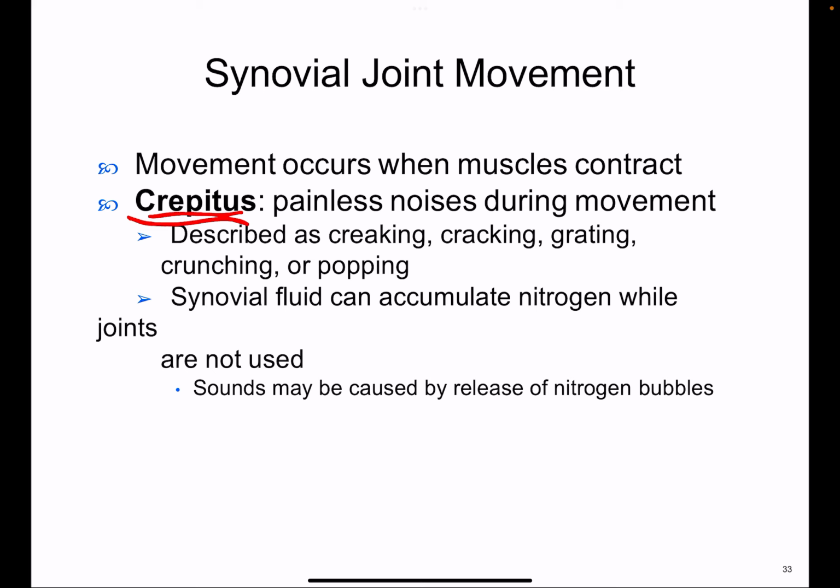throughout the whole class. And that is a perfect example of crepitus, which is this painless noise during movement. It's a cracking, a creaking, a grating, a popping. And our explanation for why that happens is that synovial fluid can accumulate nitrogen while joints are not being used. And so when you move around, you're popping those nitrogen bubbles, and that's what's making that noise. Very cool. That's what you are experiencing when you're getting an adjustment at the chiropractor.